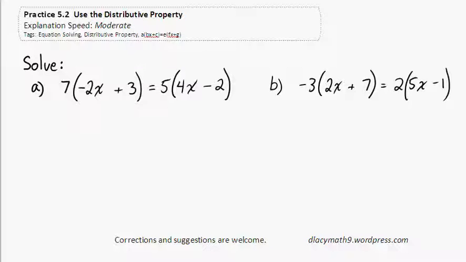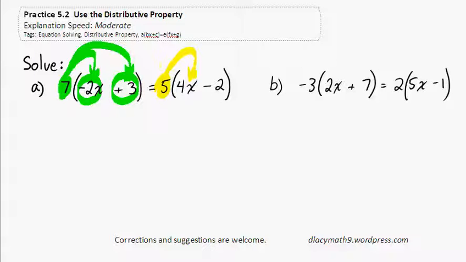Well, here I'm back. The number 7 will be multiplied through using the distributive property once with negative 2x and once with positive 3. Then I will go 5 times positive 4x and 5 times negative 2. Well, let's just take that through step by step.